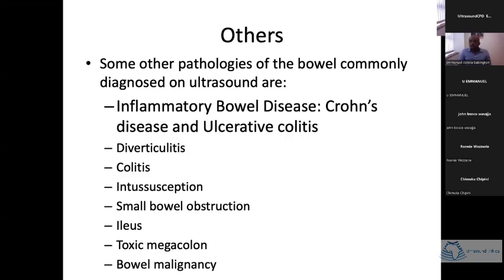However, depending on the feedback from you and discussion with the kind organizer, we can have a part two of this presentation where we talk in more detail about IBD and also diverticulitis, colitis, intussusception, small bowel obstruction. I talked about small bowel obstruction a bit today, but we could go into detail on it, as well as paralytic ileus, toxic megacolon, and some bowel malignancies. That would be dependent on our discussions after today's presentation. But these are some of the other commonly found bowel pathologies that we can confidently diagnose on ultrasound.